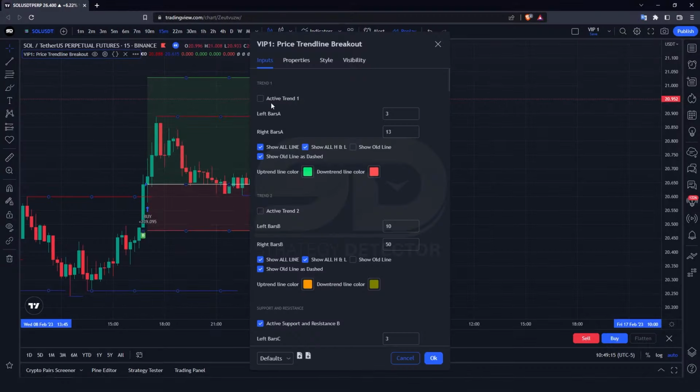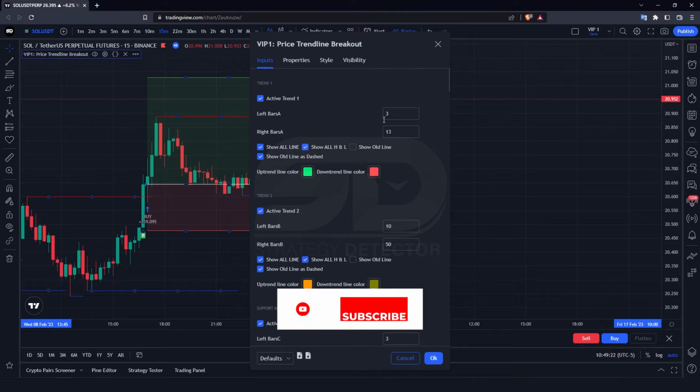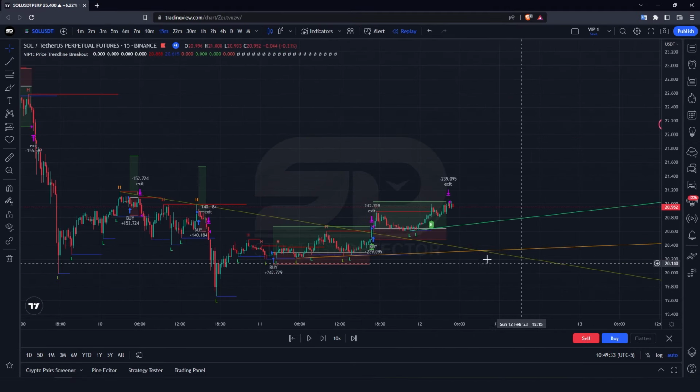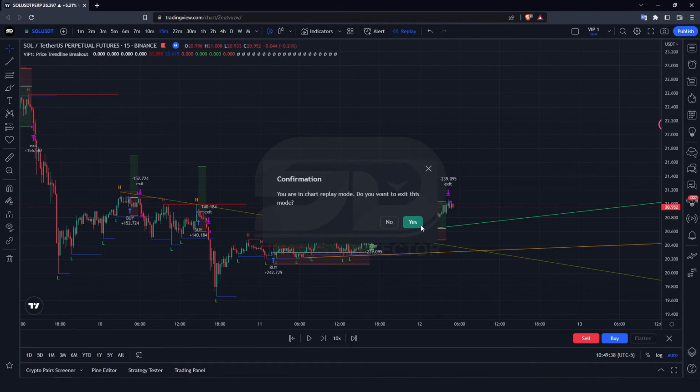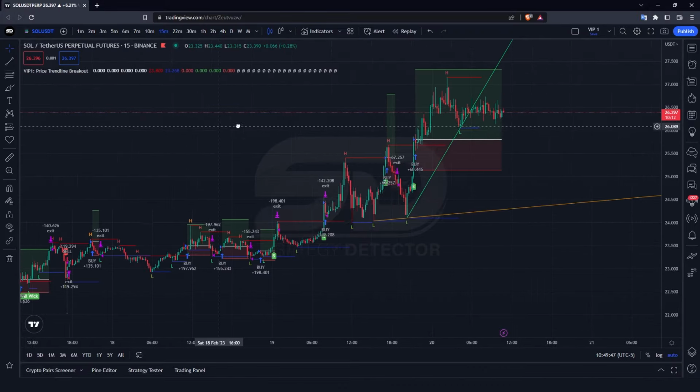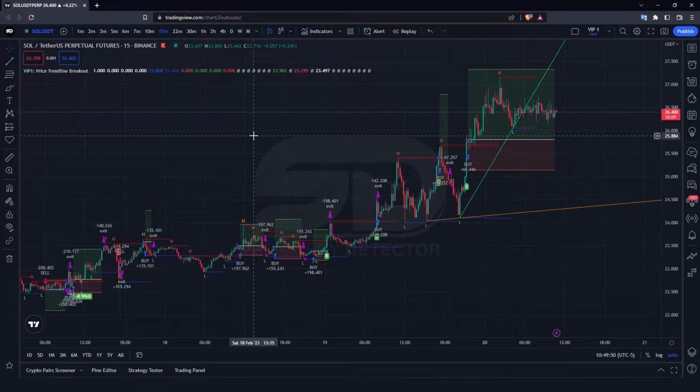So in this strategy, we have 3 inputs that we are able to activate all 3 together and use them for our trades and taking positions. Now you can see both the small trend line and big trend line in the chart. It's up to you to choose which one you want to use. This indicator is one of the most advanced types of trend line breakout indicators, and it's also one of the most advanced strategies in the market that you can use in your trades.